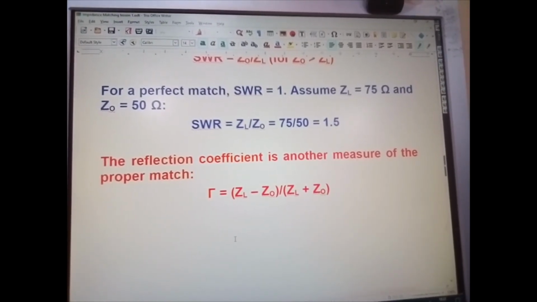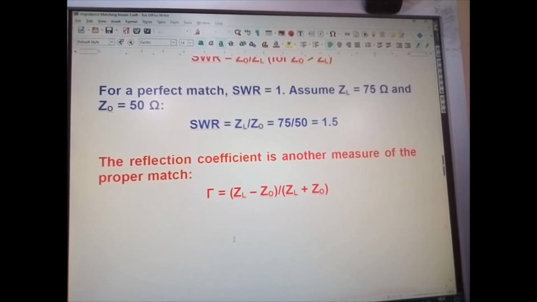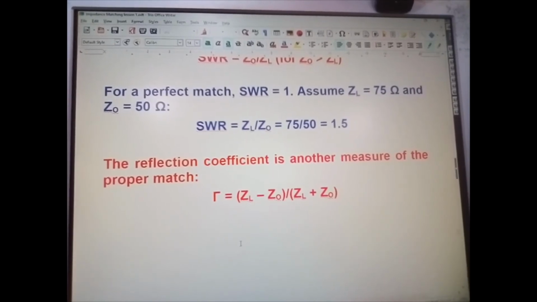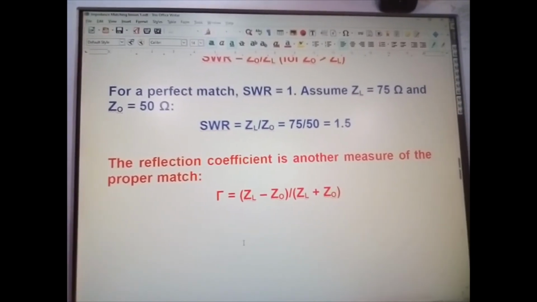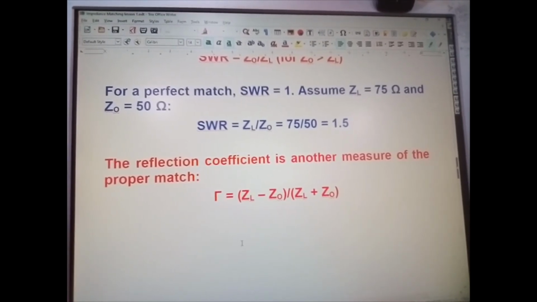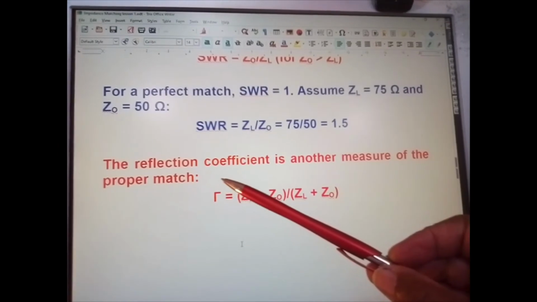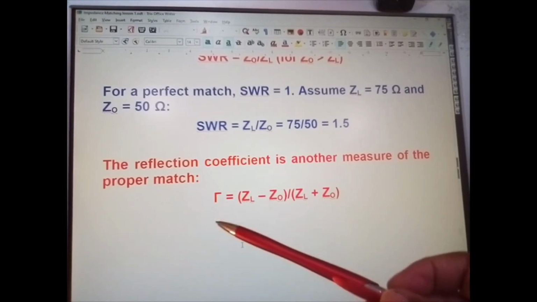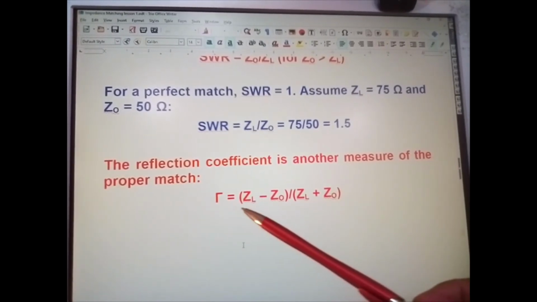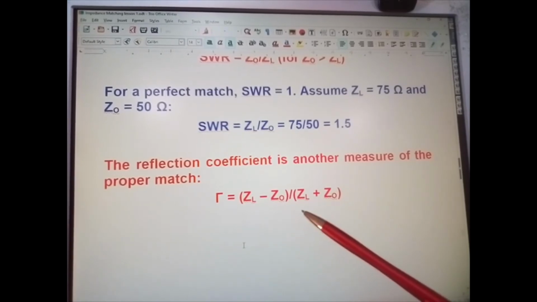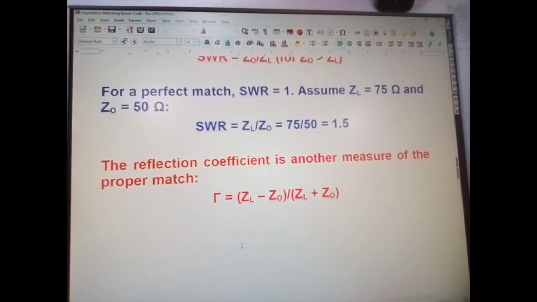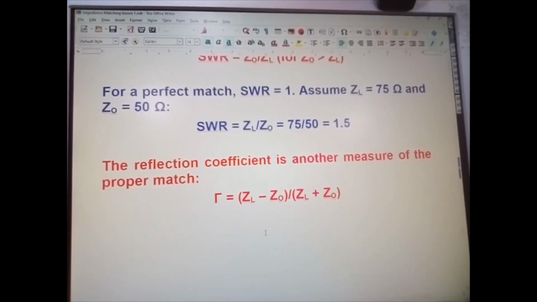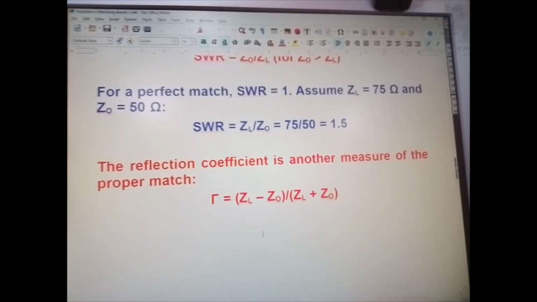Now the reflection coefficient is another measure of the proper match. If you want to know if your cables match each other, from source to your load, then this is another way of doing that. Inverted L equals ZL minus Z0 divided by ZL plus Z0. That almost reminds me of the product over sum ratio for calculating resistors in parallel.